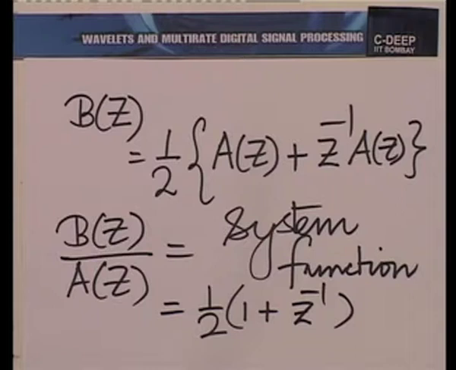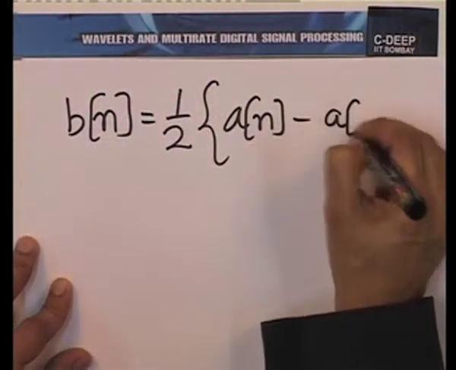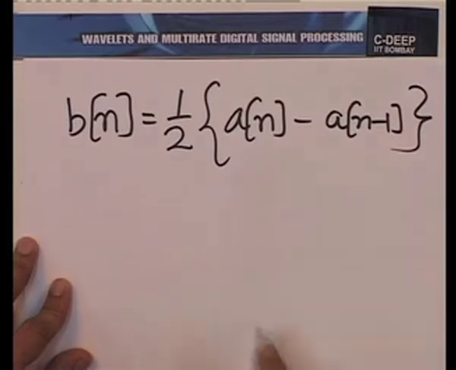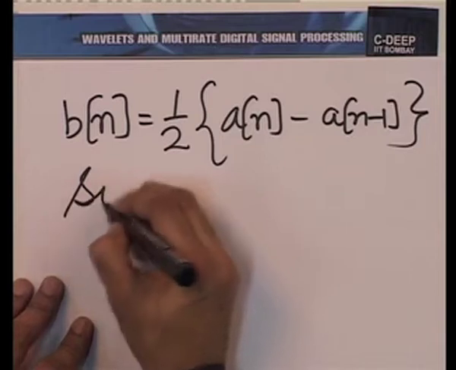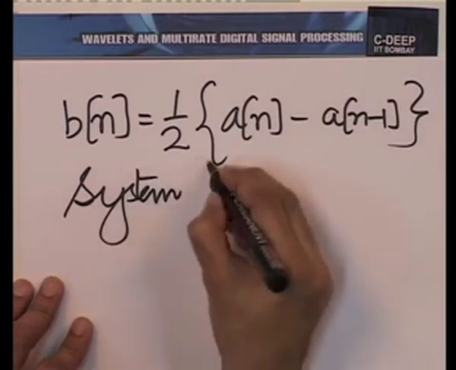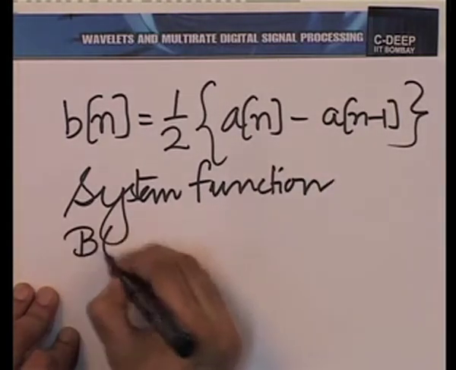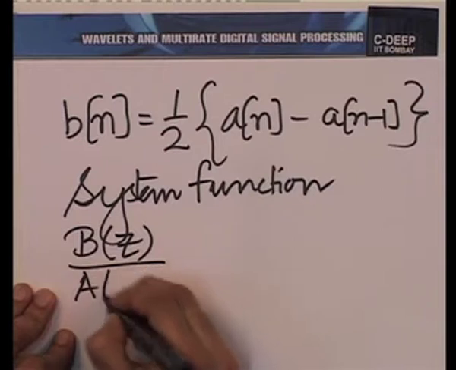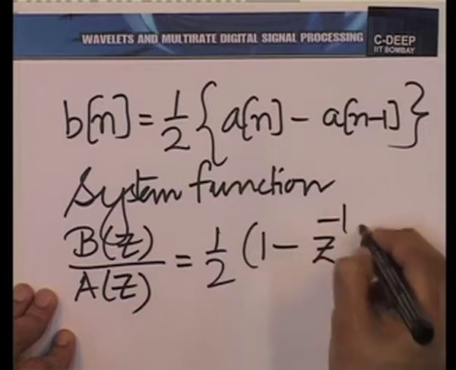In a similar manner, we can calculate the system function of the second filter. That is described by b[n] is half of a[n] minus a[n minus 1]. And there the system function would be B(z) by A(z) given by half into 1 minus z inverse.